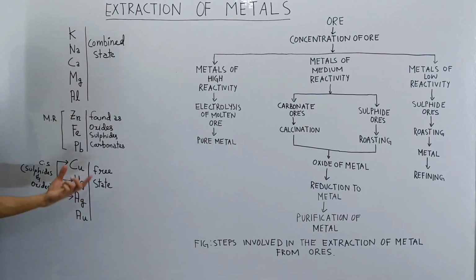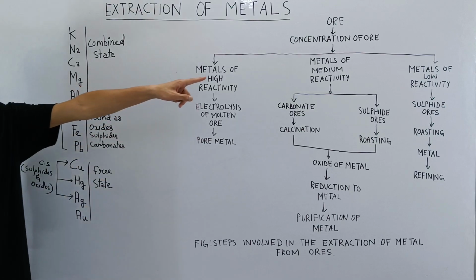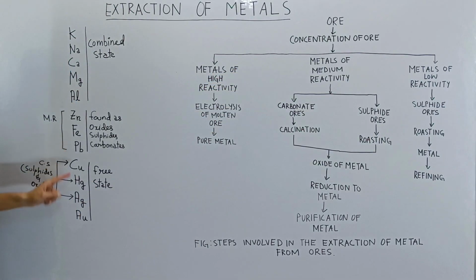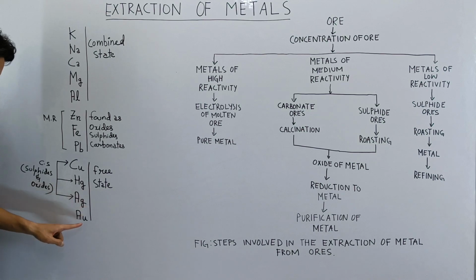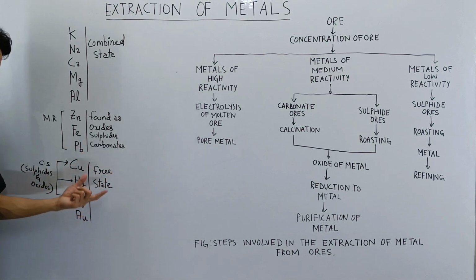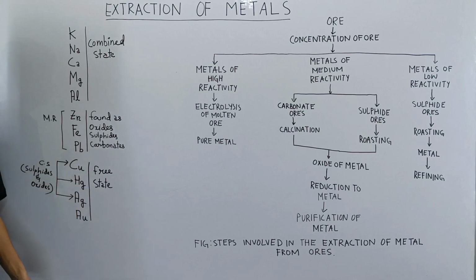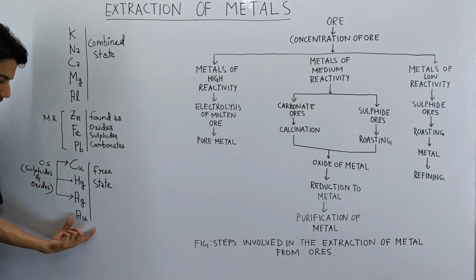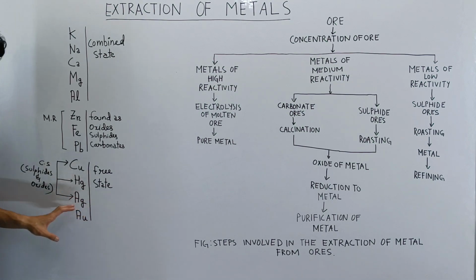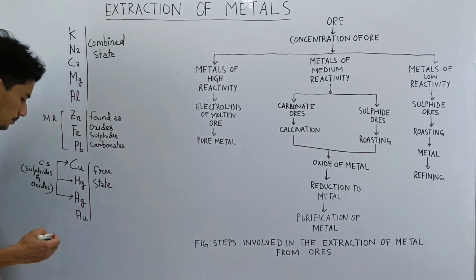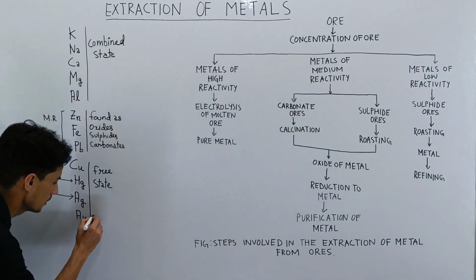Then below them we have another family which we call the metals of low reactivity, at the far end. These four metals fall under the category of low reactivity: copper, mercury, silver and gold. These metals, being very low in reactivity, are found in free state. But there is an exception. These three metals, copper, mercury and silver, are also found in combined state. That leaves behind gold. So we can say that gold will never occur in combined state. Gold and platinum.